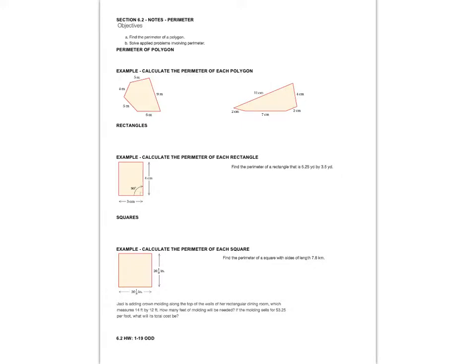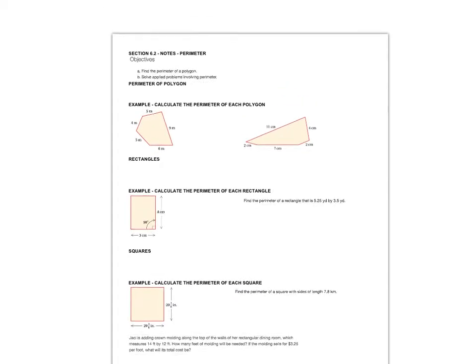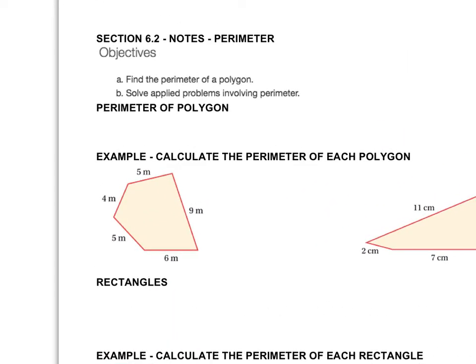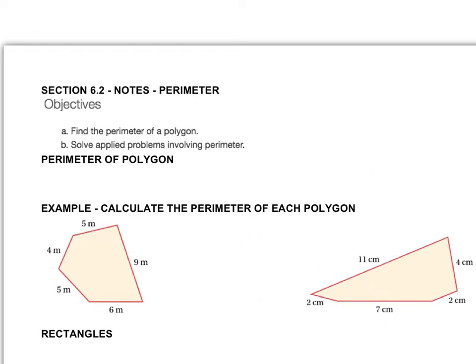Hello and welcome back. We're going to be doing a few sections over some concepts in geometry. And the first one we're going to be talking about is the perimeter. And perimeter is simply just the distance around an object.